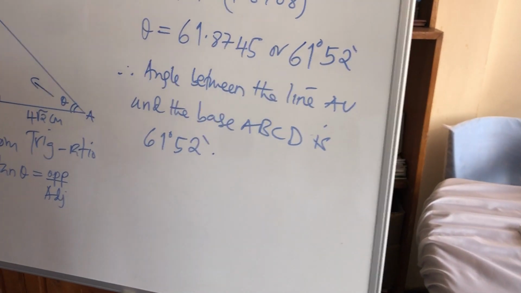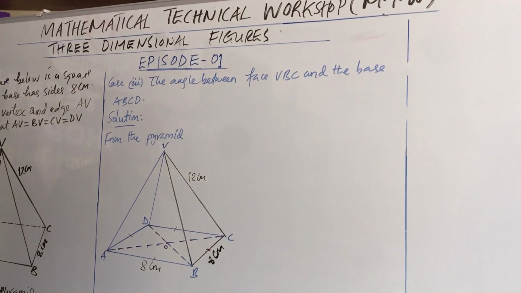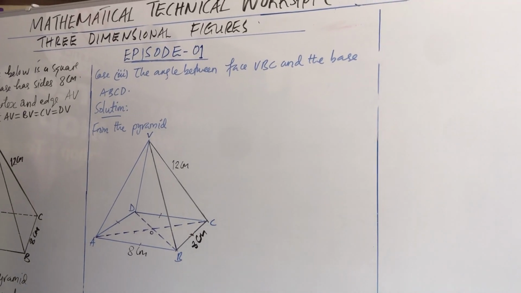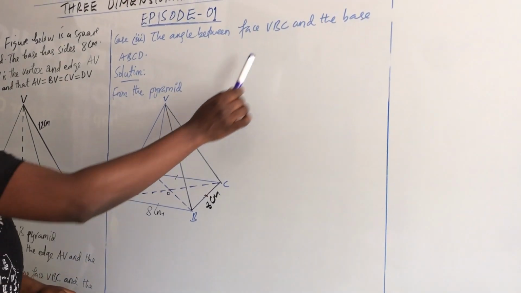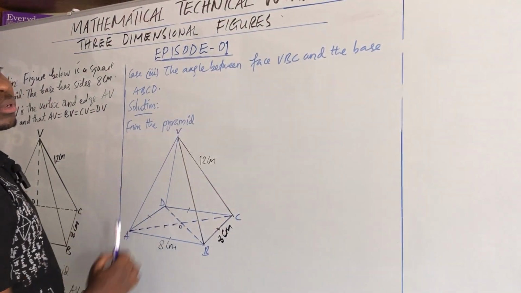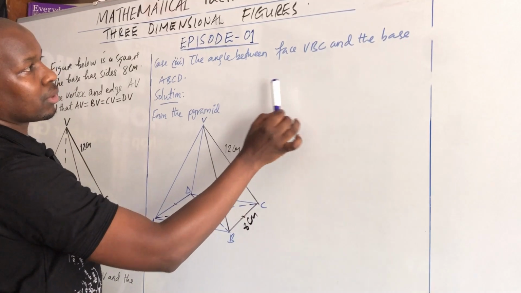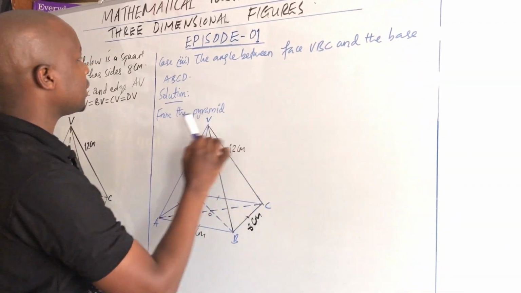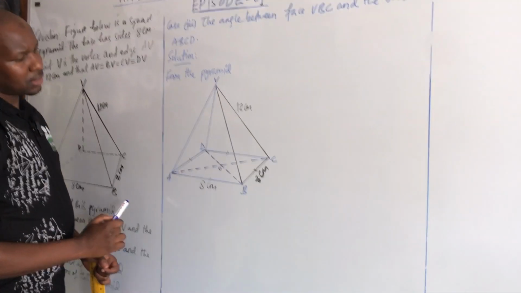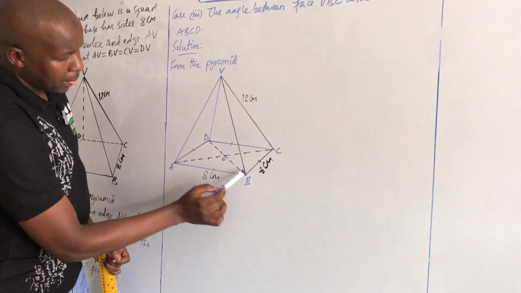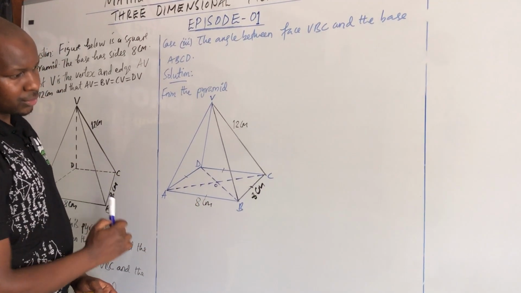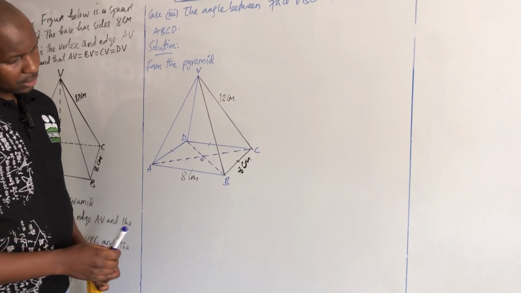Okay, we are proceeding with our case 3. The angle between the face VBC and the base ABCD. You can see these two faces are planes. Why? Because we have more than 2 points. You can see here we have 3 points, so we have a triangular face, and here we have 4 points, which means we have a quadrilateral face. As you can see, VBC is here, and ABCD is here. So the two faces.